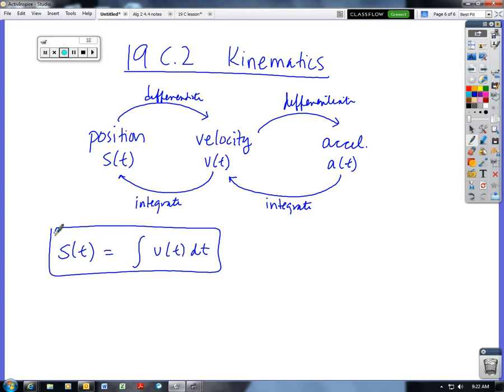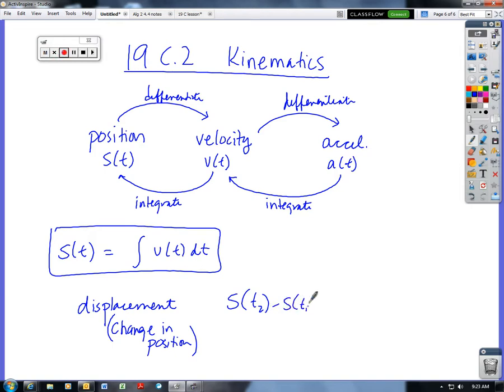Furthermore, if we want to talk about displacement, displacement is the change in position. That's so important to know too. So in other words, it would be position 2 minus position 1, or S of T2 minus S of T1.